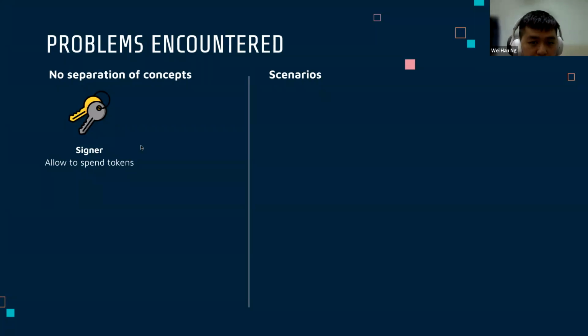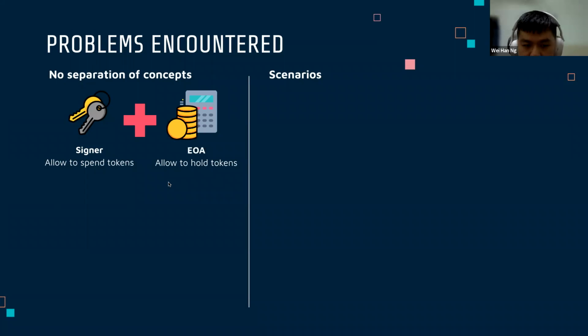Like what I said, the concept of signer is to allow people to spend tokens, and you have another concept which is accounts, or EOA in this case, whose primary responsibility is to allow people to hold tokens or to hold money.